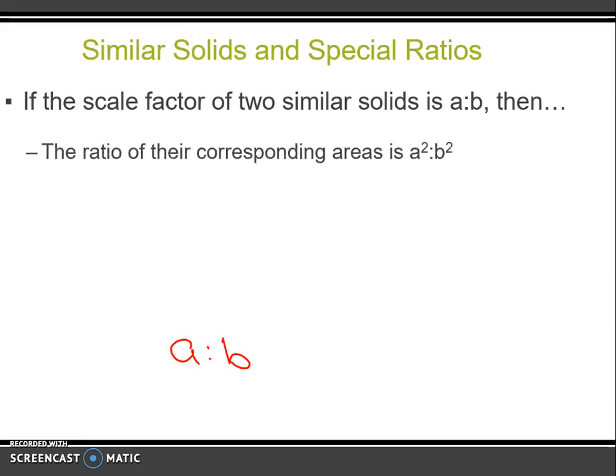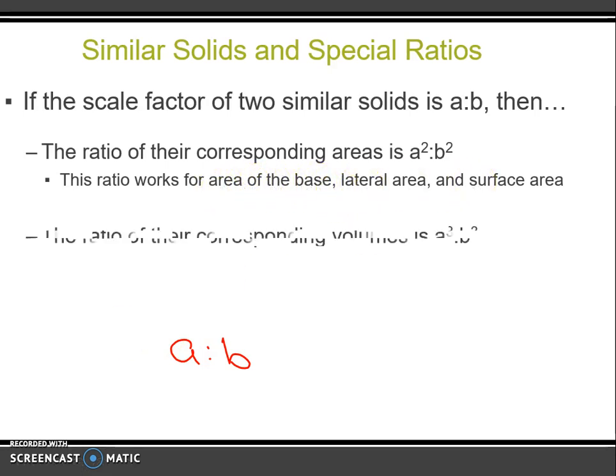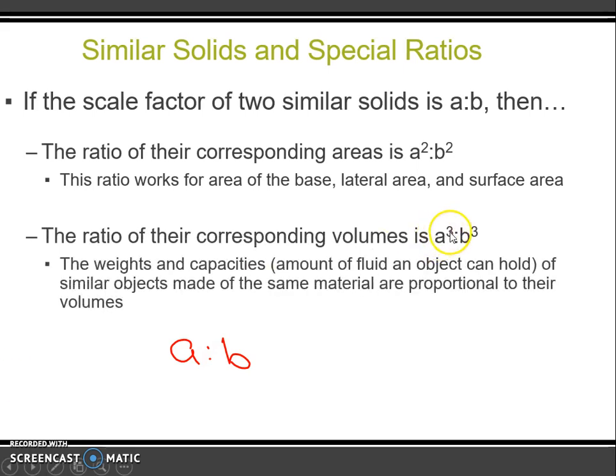So, similar solids and special ratios. If the scale factor of two similar solids is A to B, then the ratio of their corresponding areas is A squared to B squared. So when you do area, you do square units. And this ratio works for area of base, lateral area, and surface area. The ratio of their corresponding volumes is A to the third power, B to the third power, A cubed, B cubed, because volume is in cubic units. So square units for area, cubic units for volume.